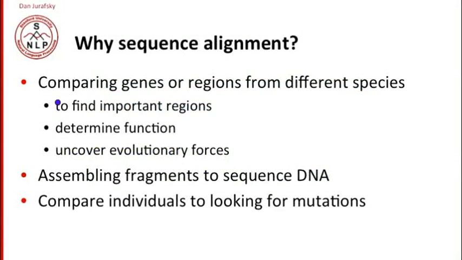We can be finding regions in the genome. We could be discovering functions of genes. We could be looking for evolutionary things by comparing different species. This is also important for assembling fragments, so DNA sequencing. We're going to be trying to assemble fragments, and we want to look for overlapping pieces. We'll talk about overlapping pieces and find some matches between them, find that these two pieces match. And we're comparing individuals and looking for mutations, finding places where there are similarities and differences.